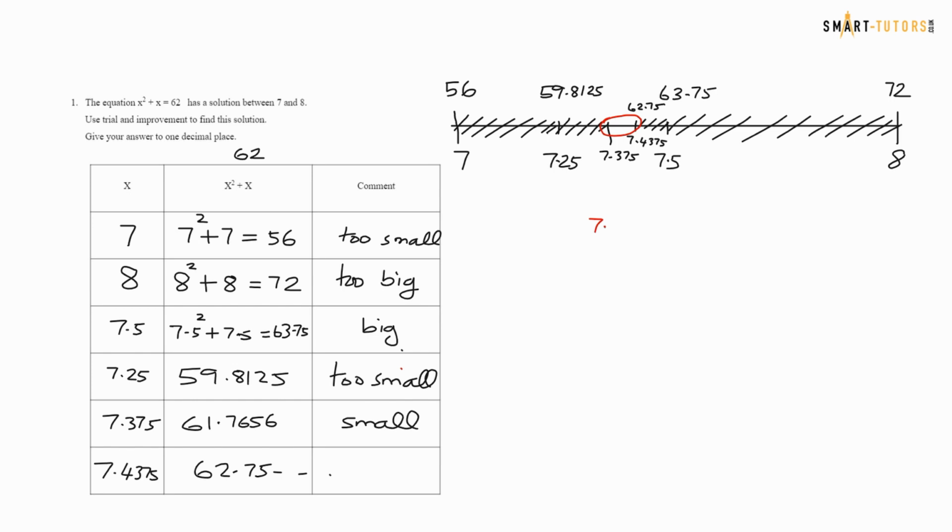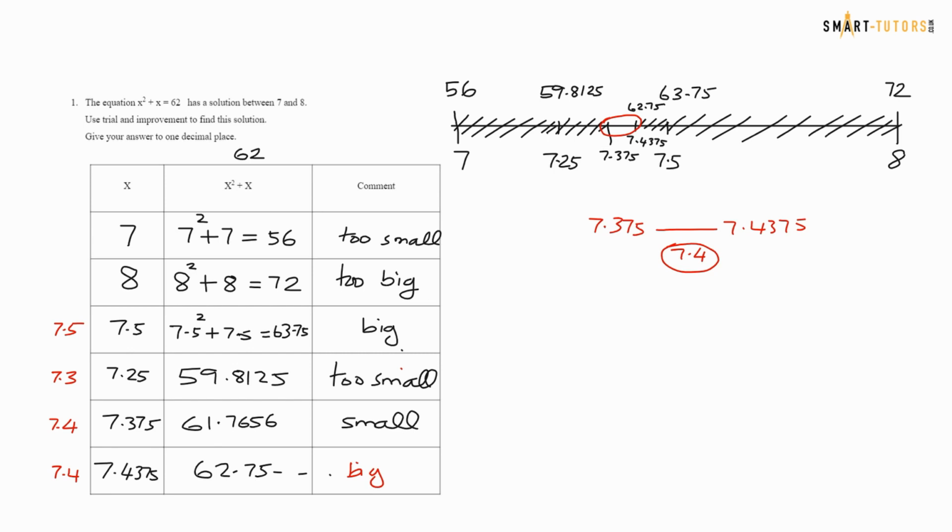So for a number between 7.375 and 7.4375, we can say 7.4 is the answer. Here also, if you approximate this one, it is going to be 7.5. If you approximate this one, it is going to be 7.3, and this one is going to be 7.4, and this one is going to be 7.4. So if you keep on doing this trial and improvement method a couple of times, the accurate answer will come at the end.